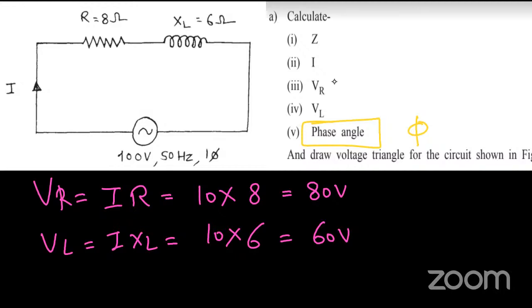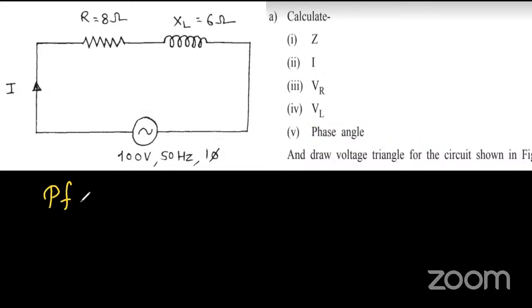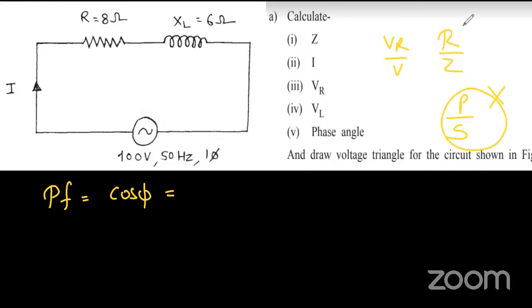So let's go for the power factor. So what is the power factor? It's cos phi. There is one more formula. There are too many formulas: R by Z, VR upon V, and P by S. Which of these can we use? Do you know P by S? Answer is in this. Do you know R by Z? Yes. Do you know VR upon V? Yes. You can take any one. So let's take R by Z.